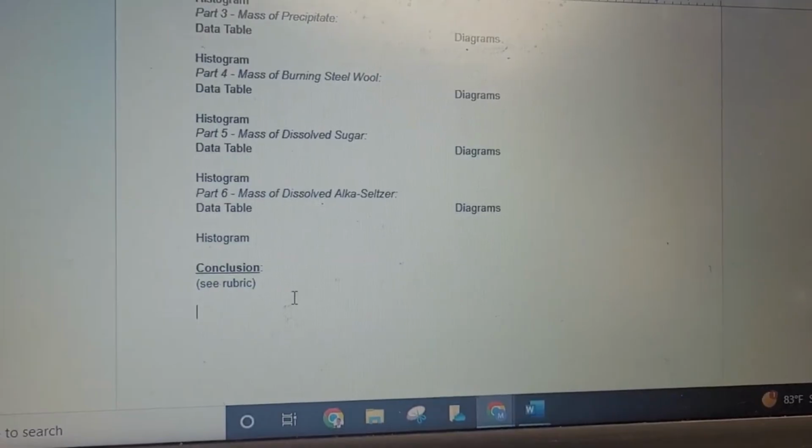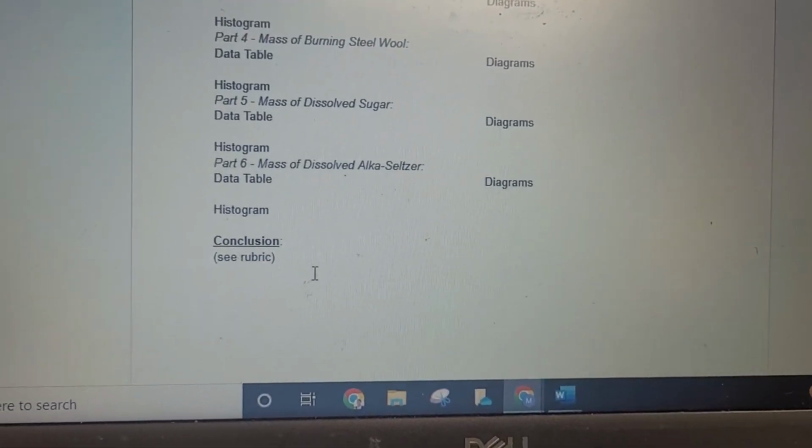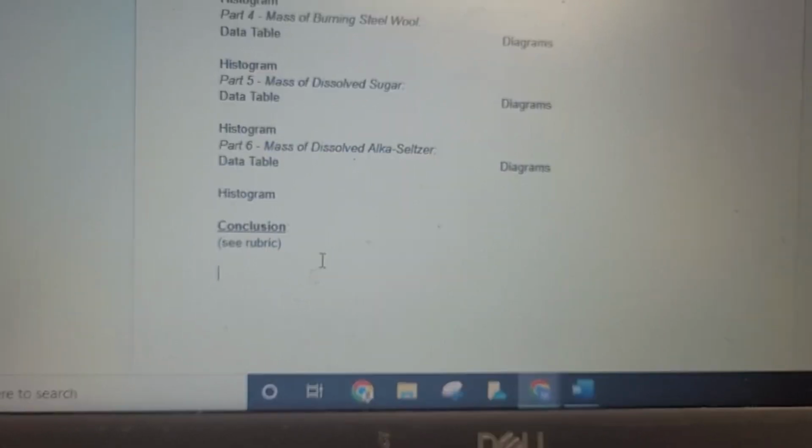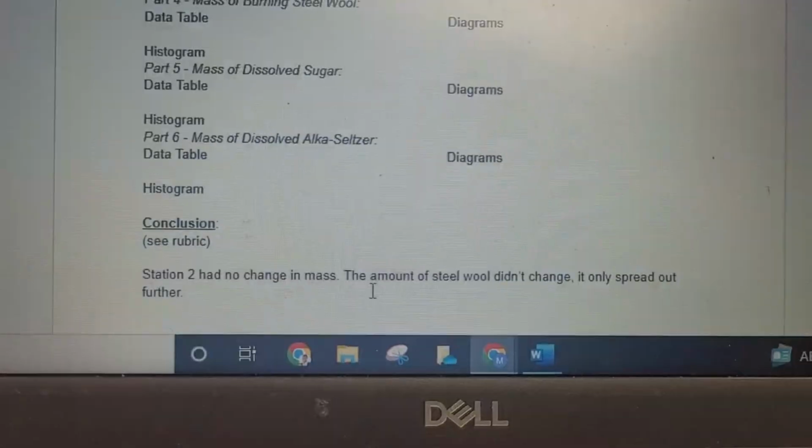I'm going to be looking at your class data. So don't just put it because I'm saying it here. Look at your class data, see what is the most common, and that's what you put as your conclusion. All right, I'm going to show you this example here in a second.